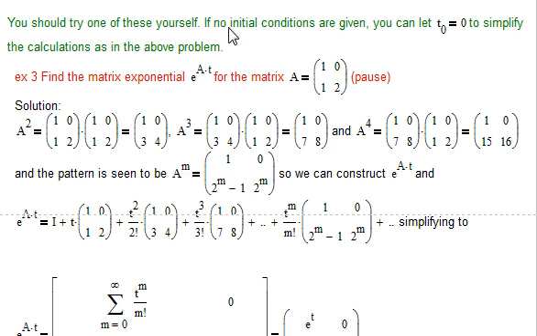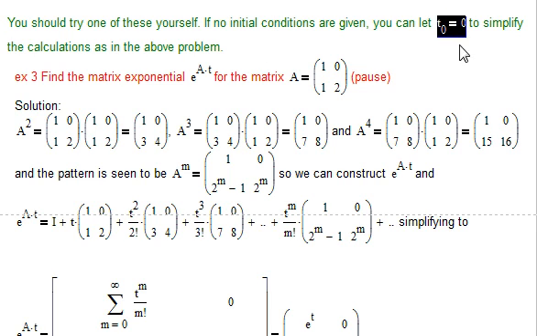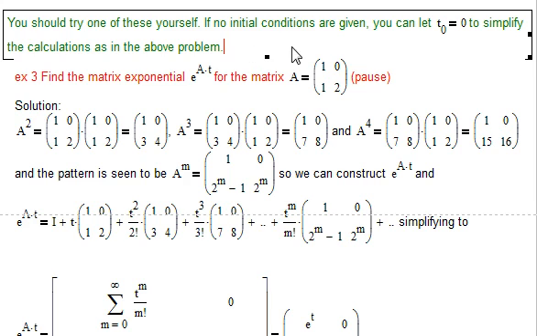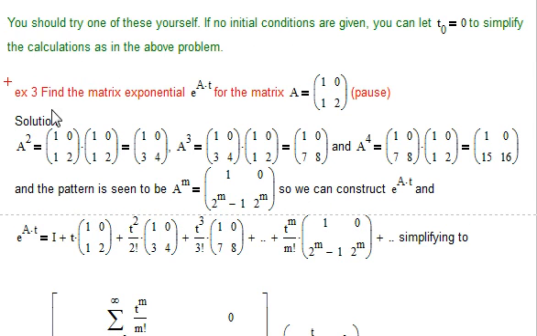So we should try one of these from the beginning. And if no initial conditions are given, you can always let t0 be 0 and simplify the calculations, as we did in the above problem. So here is one from scratch.